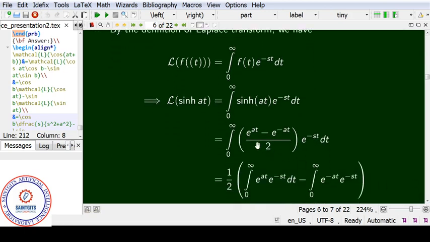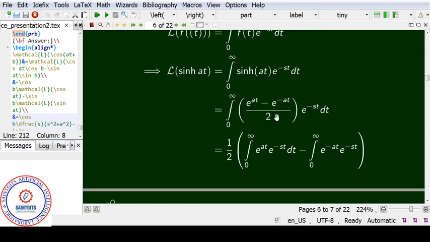That is e raised to at minus e raised to minus at by 2 into e raised to minus st inside the integral. Integral is a linear operator, so I can take the constant 1 by 2 outside and split this integral into two parts. That is e raised to at into e raised to minus st is the first integral, minus integral of e raised to minus at into e raised to minus st. Both the integrals vary from 0 to infinity.